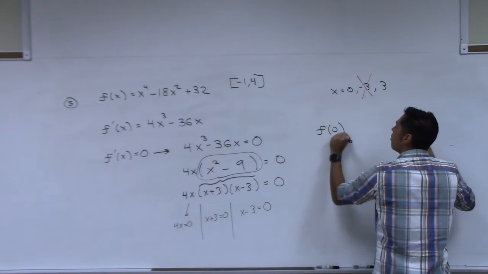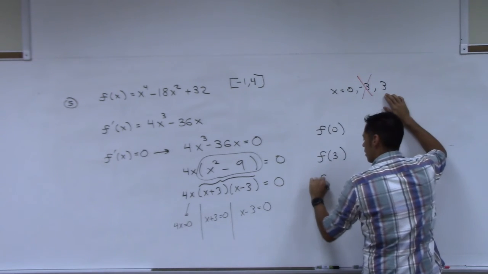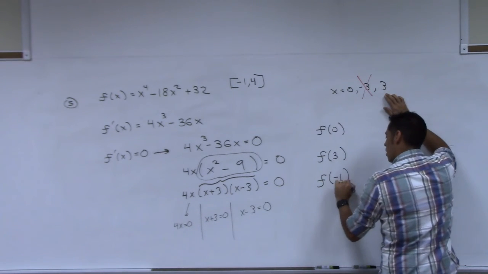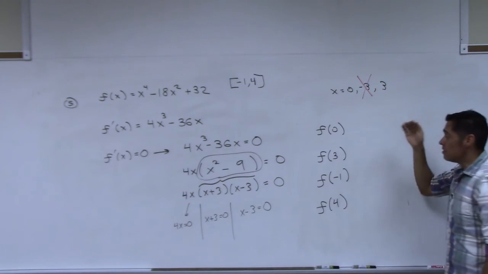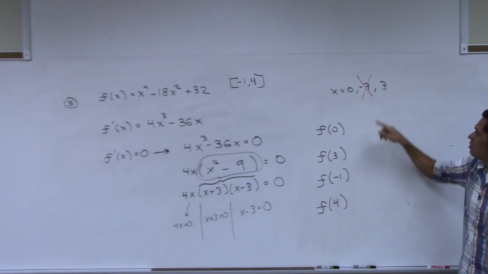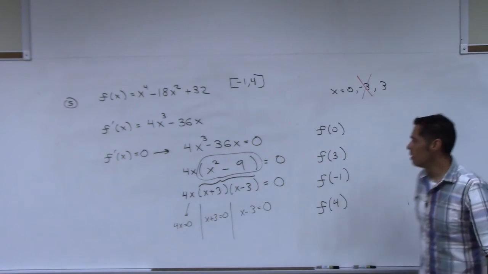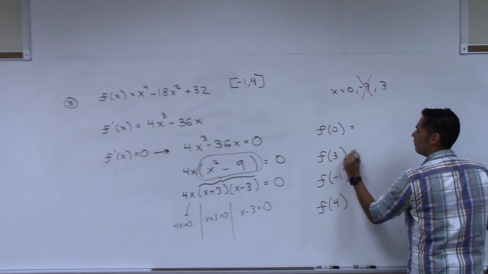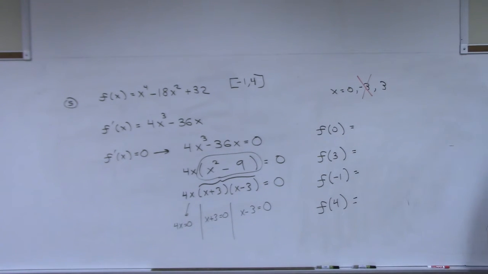You're going to plug 0 in. You're going to go to the original function f and plug 3 in, plug in -1, and plug in 4. And you don't have to do these in this order. Do them in any order you want. It does not matter as long as you get them all. These 2 and those 2. And you're going to compare them, and try to figure out which of these is the biggest and the smallest.